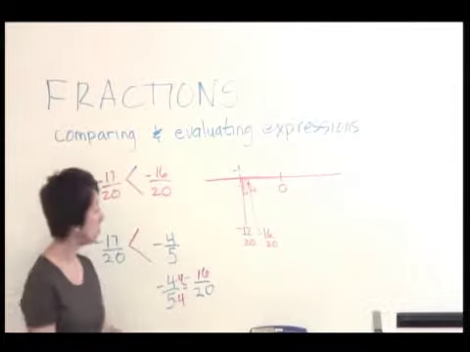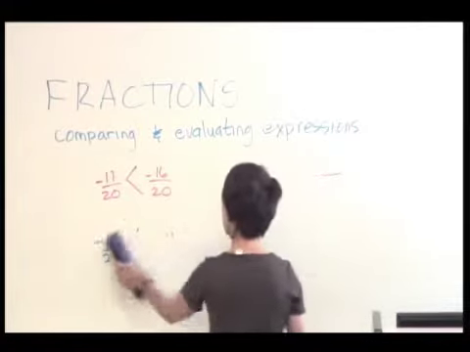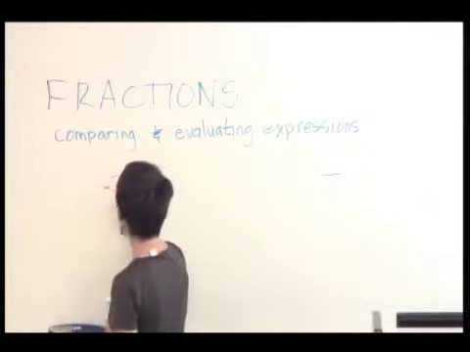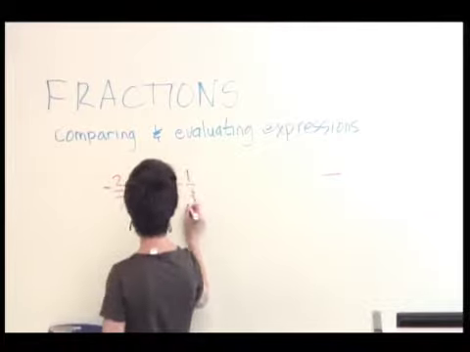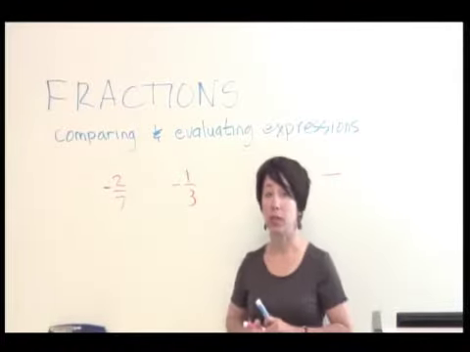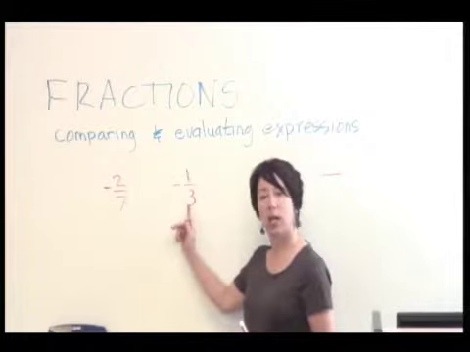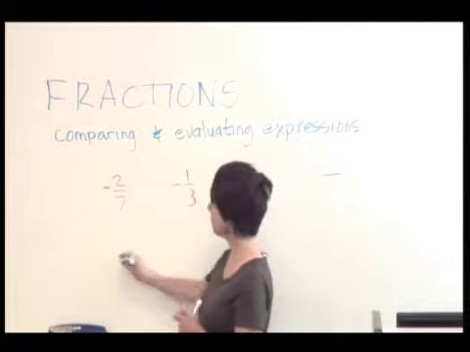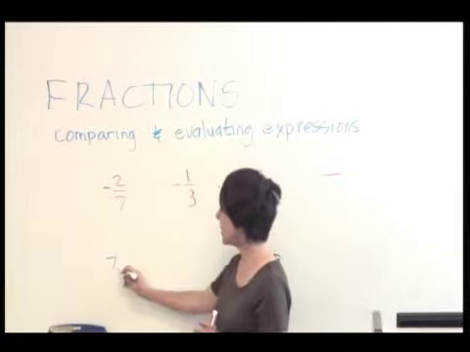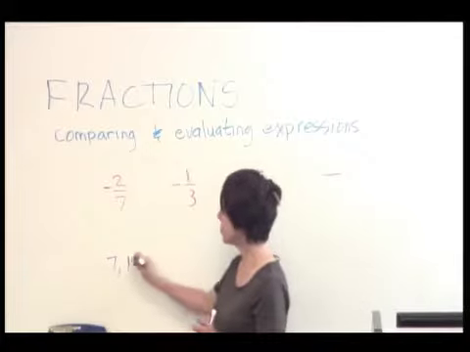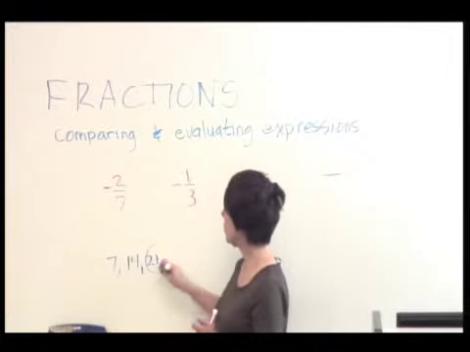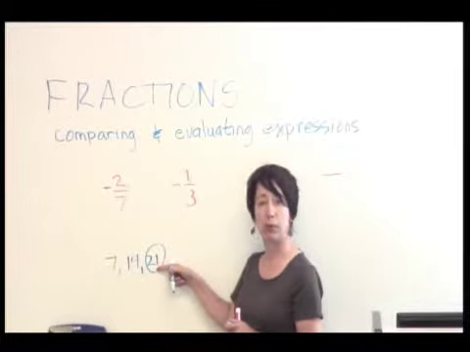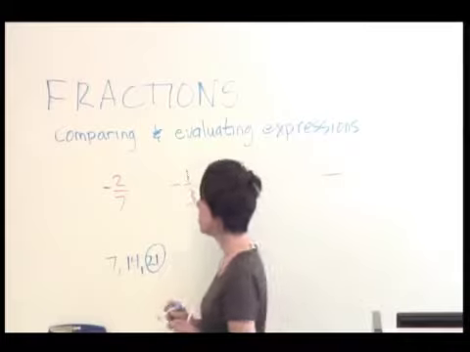All right, let's do one more. Negative 2/7 versus negative 1/3. Okay, unlike denominators, both small numbers, so I'm going to use the list method. I'm going to start with 7. Its first multiple is 7. 7 times 1 is 7. 7 times 2 is 14. 21 is the first multiple of 7 in which 3 goes into evenly. So 21 is going to be my new denominator.